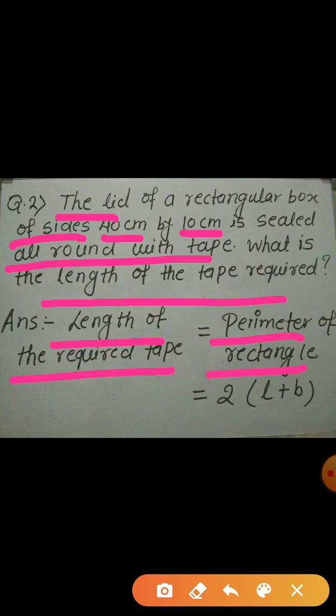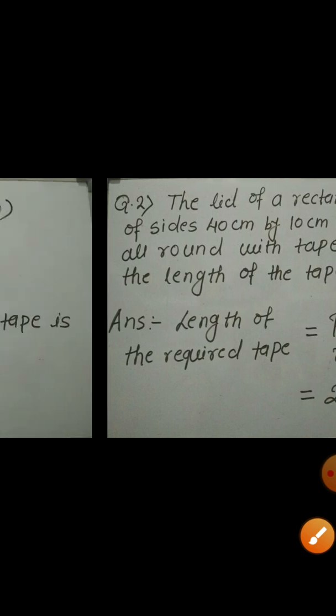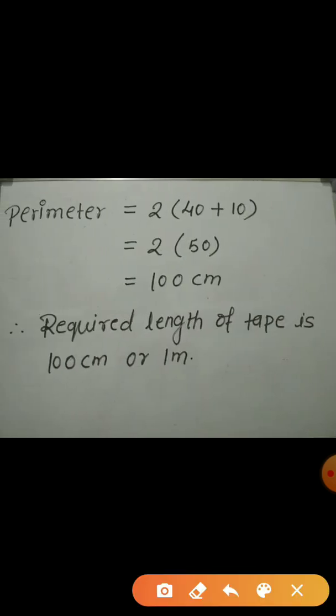So here I am going to use the formula of perimeter of a rectangle, that is 2 times (length plus breadth) in brackets. Now length is 40 cm and breadth is 10 cm, so I am going to substitute the values in place of length and breadth. So perimeter is equal to 2 times (40 plus 10) in brackets. Now 40 plus 10 is 50, and 2 times 50 is 100 cm. So the required length of the tape is 100 cm.